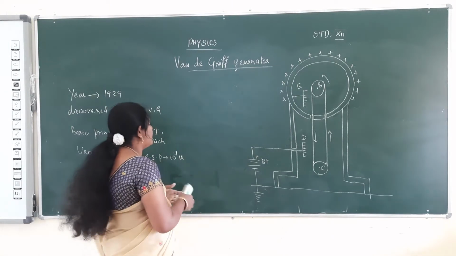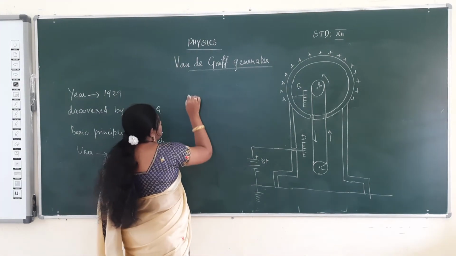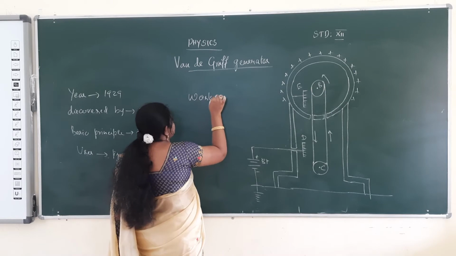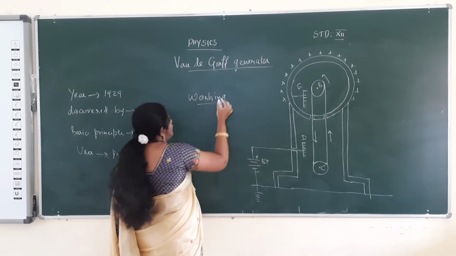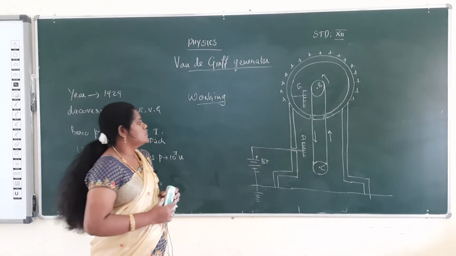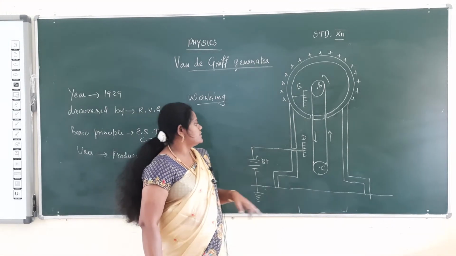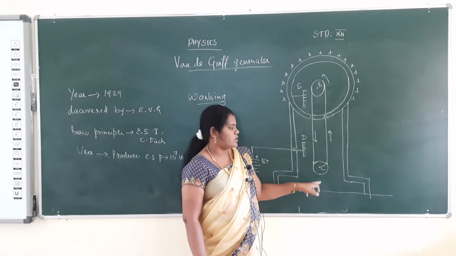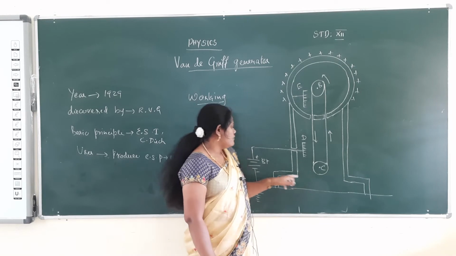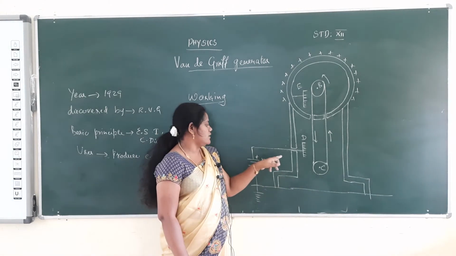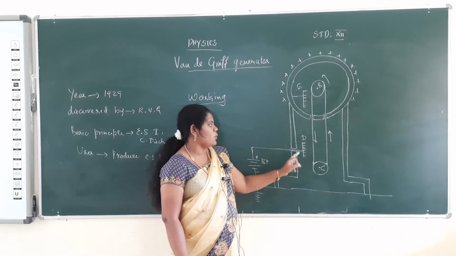Now the working of the Van de Graaff generator. First, we run the pulley C by using the motor. The C will be running. We apply the potential voltage by using the battery at comb D.